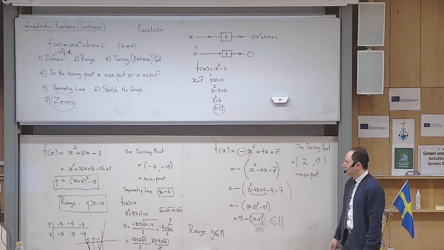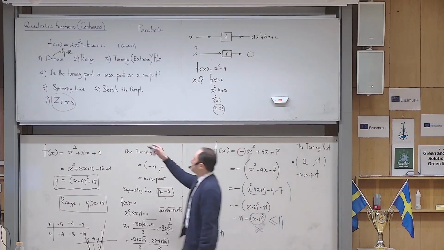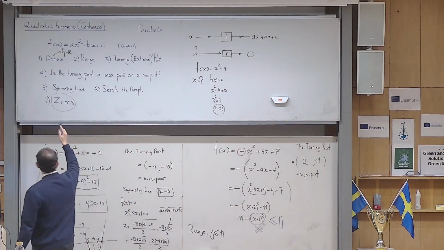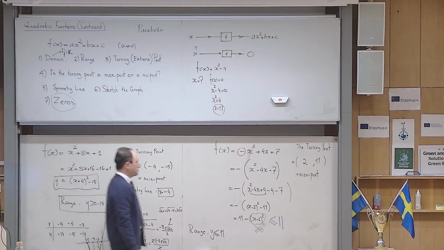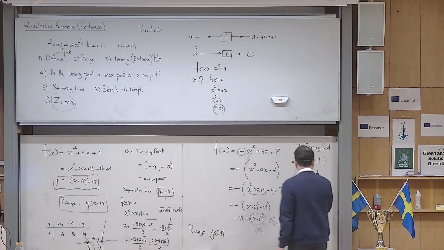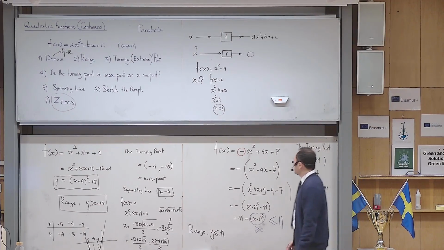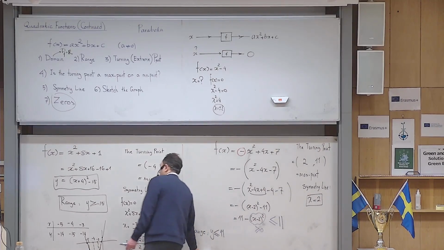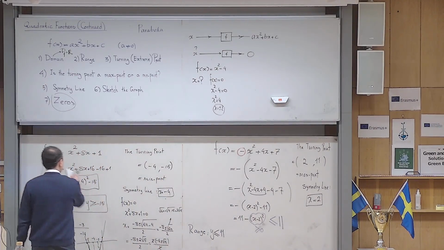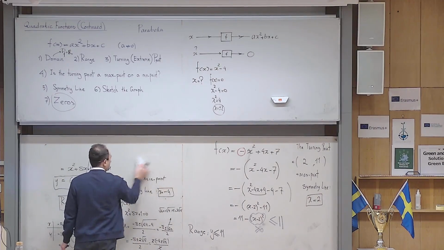Yes? Okay? So I was able to, but then the rest of it is more or less the same. Symmetry line. What is the symmetry line? The symmetry line is what? You need to write x equals this number. If I ask you what the zeros are, it is just the quadratic equation. You can solve it, and then we can sketch it.